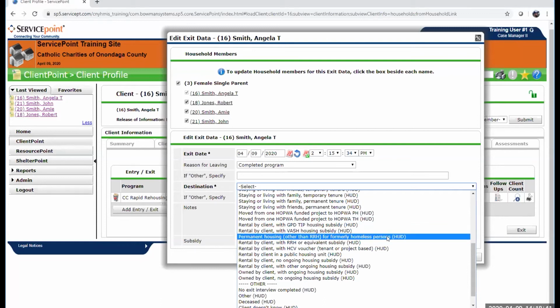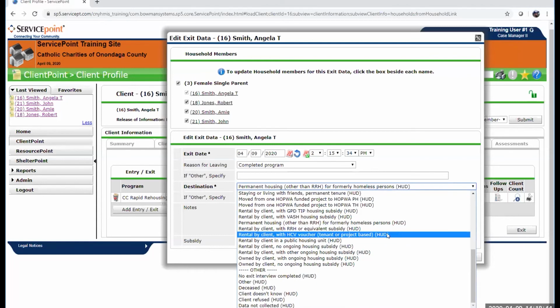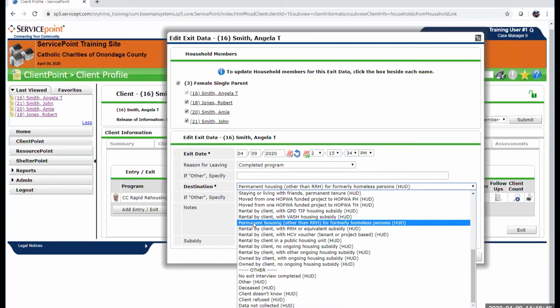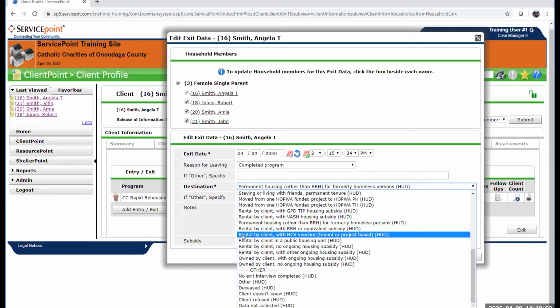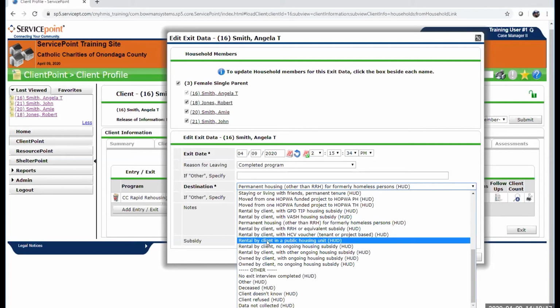Permanent housing for formerly homeless persons refers to the Continuum of Care permanent supportive housing program. Those are under that category, as well as any other permanent housing that's specifically for people who are formerly homeless. If someone exits to a rapid rehousing project, you would select rental by client with rapid rehousing subsidy. Rental by client with housing choice voucher, this is what you'd select for Section 8. Rental by client in a public housing unit, this is something like a unit in one of the housing authorities.